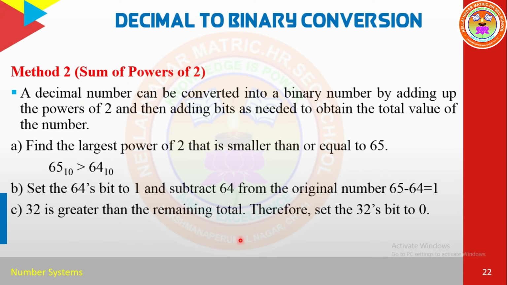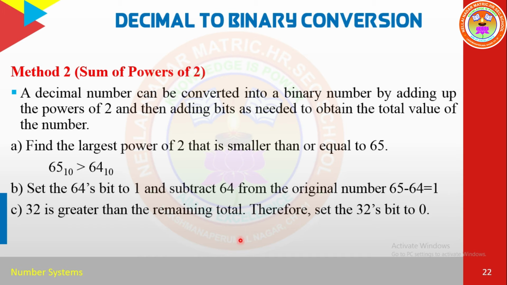This is method number 2, that is sum of powers of 2. It is also used for decimal to binary conversion. The first point: a decimal number can be converted into a binary number by adding up the powers of 2 and then adding bits as needed to obtain the total value of the number. For this method you have to follow some important points.